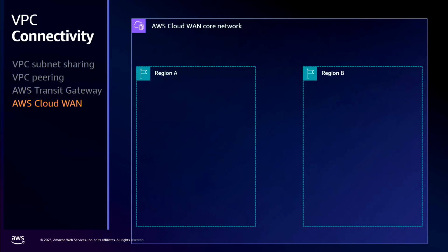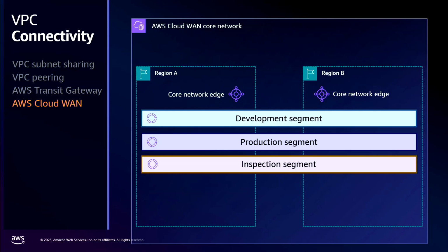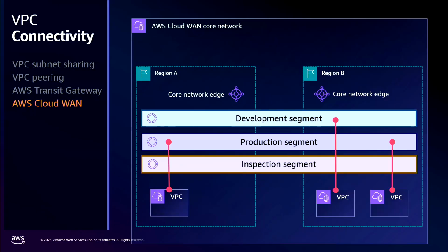Maybe you are multi-region and maybe you would like to connect two VPCs in separate regions. If you want to do that, what you can do is to use AWS Cloud WAN. In this case, Cloud WAN will be materialized by a core network edge in each of the regions, and then you will be able to configure segments on top of that. And then you can attach VPCs, and here in this case, you can see that the two VPCs connected to the production segment will be able to talk with each other, but they are not able to talk with the development VPC. So there is a kind of isolation between the segments by default.